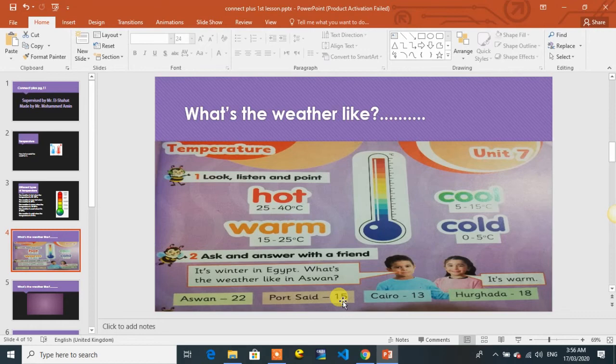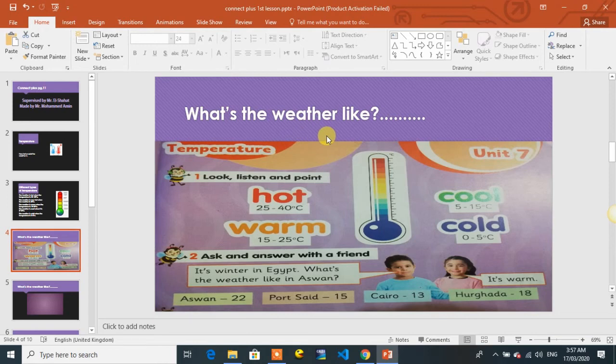In Port Said it's 15 Celsius. This means that the weather is warm too. In Cairo it's 13 temperature degree. Well, 13 Celsius means that the weather is not warm anymore. It's cool. What about Hurghada? I think in Hurghada it's 18 and this means it's also warm. So we have 3 cities in Egypt, Aswan, Port Said and Hurghada. They are warm, and only Cairo is cool because it's between 5 and 15 Celsius. So this is what the weather is like.